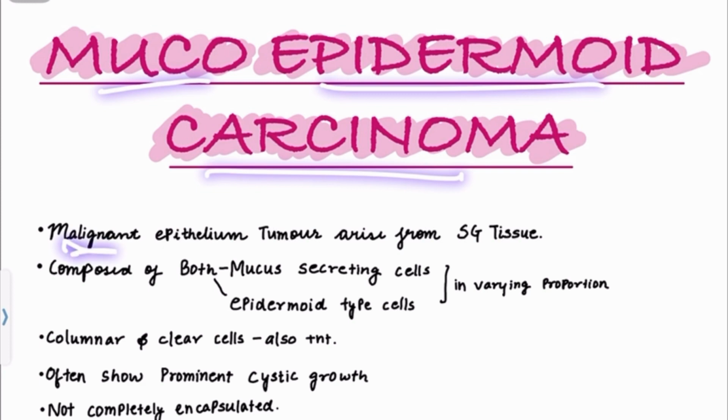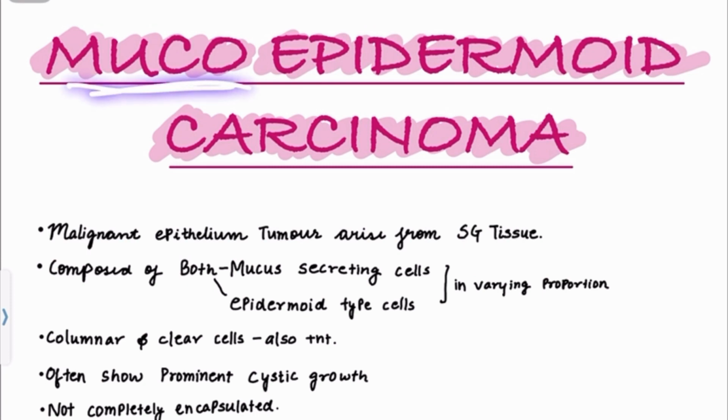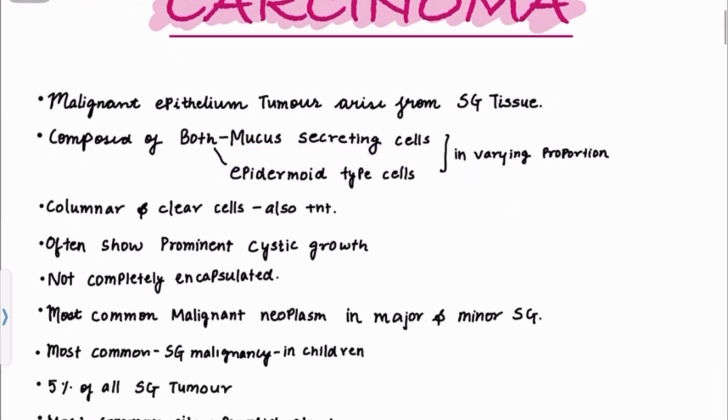Mucoepidermoid carcinoma is a malignant epithelial tumor that arises from the salivary gland tissue. As the name suggests, muco, it is composed of mucus secreting cells and epidermoid type of cells in varying proportion. Columnar and clear cells may also be present. The two important features to remember are it shows prominent cystic growth and it is not completely encapsulated.